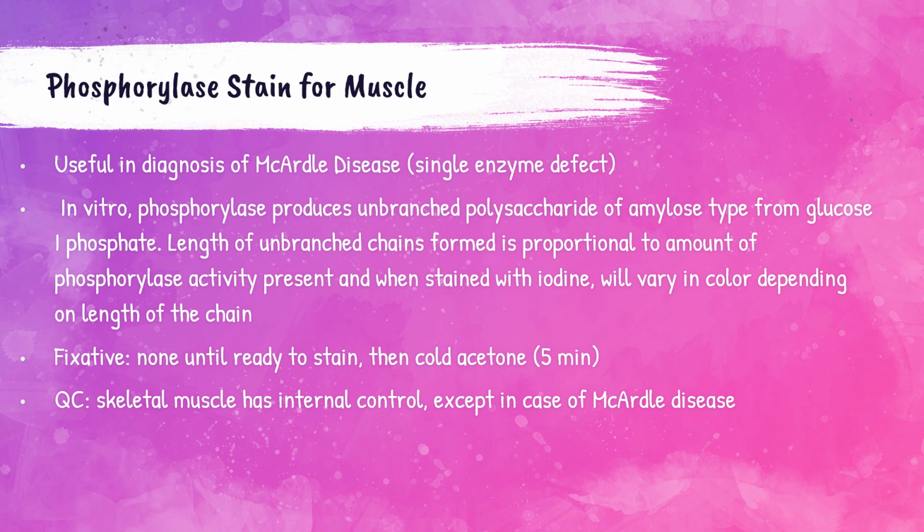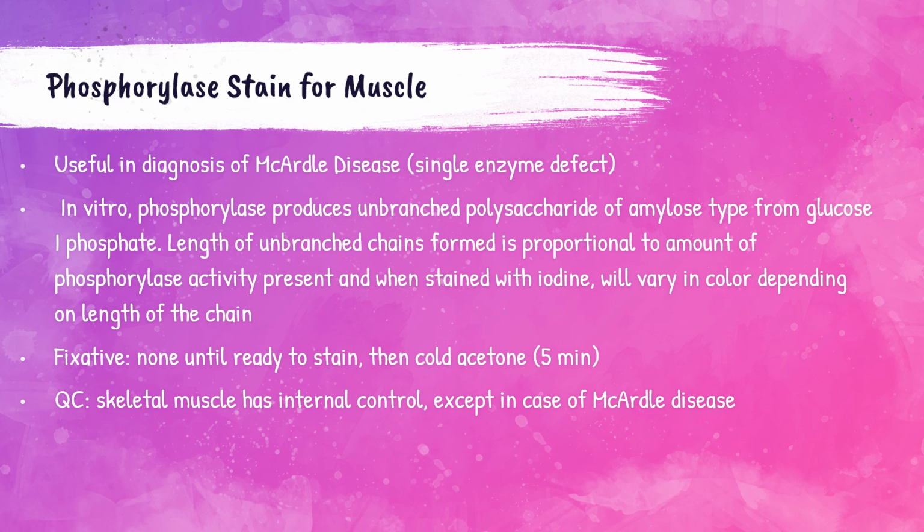The phosphorylase stain for muscle is useful in the diagnosis of McArdle disease. McArdle disease is a genetic disorder that occurs due to the deficiency or absence of an enzyme called myophosphorylase. Patients with this disease have painful muscle cramps, weakness, and fatigue. In vitro, muscle phosphorylase produces an unbranched polysaccharide of amylose type from glucose 1-phosphate. The length of the unbranched chains formed is proportional to the amount of phosphorylase activity present. So when stained with iodine, it will vary in color depending on the length of the chain.